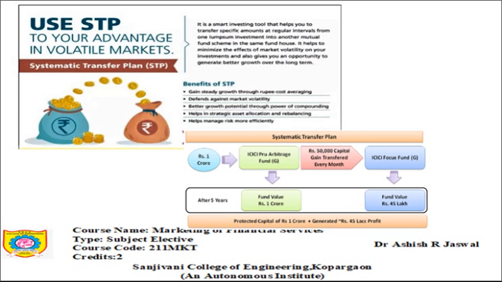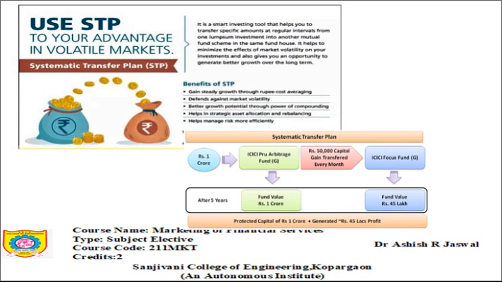Rupees 1 crore was invested in a fund called ICICI Pru Arbitrage Fund Growth, which had a fund value of 1 crore, from which every month I was getting some benefits. An amount of rupees 50,000 was transferred every month to a fund belonging to the same house, ICICI AMC, but a different fund, the ICICI Focused Fund Growth. For 12 months I invested 50,000 rupees. Look at the fund value.